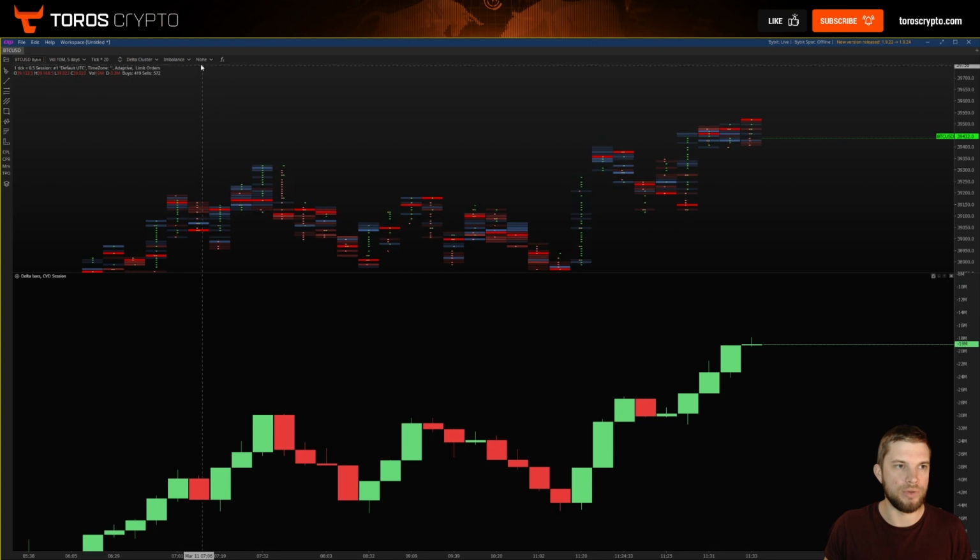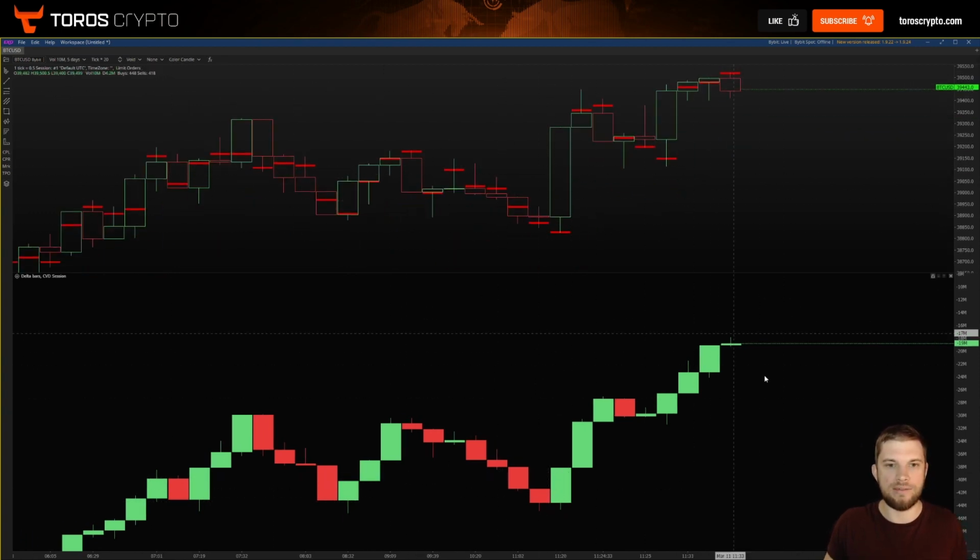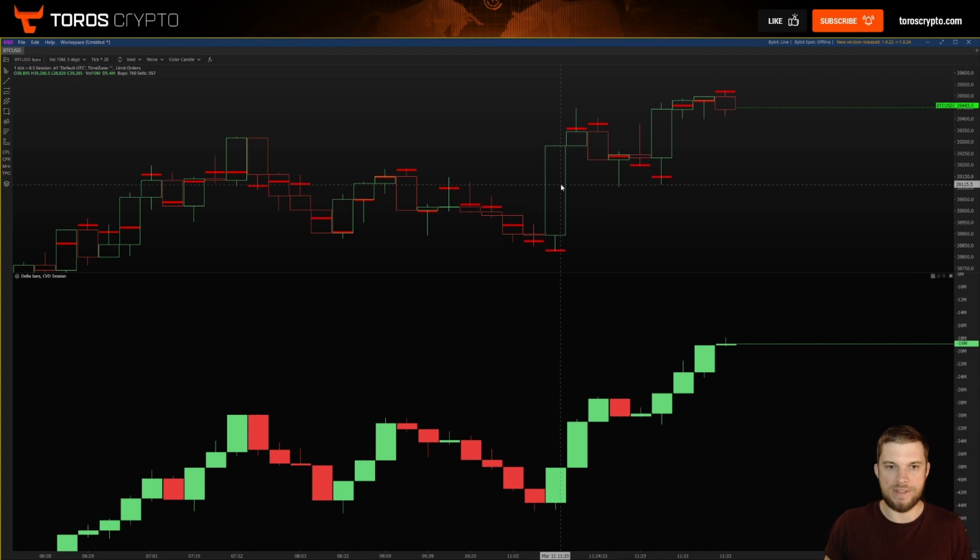So if we do remove all of this and we put it into a color candle, okay, you can see here it's quite different looking. So this is just showing you the price movements, and this is showing you the delta movements. So here you're getting a big movement in price, but not as much being bought than sold, which kind of suggests to you that the books are kind of thin. It's not taking a lot of buying volume to push the price up that high.